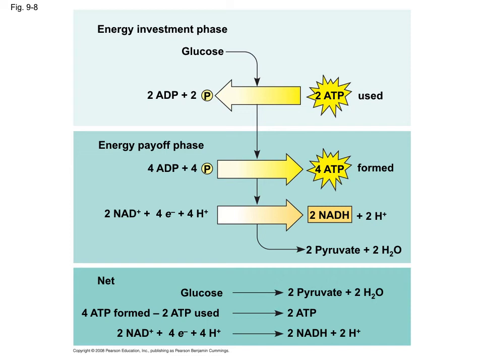You generate 4 ATP units, but you spent 2 ATP units, so you have a net gain of 2 ATP units. And then you also gain 2 NADH units plus 2 free hydrogen atoms, which would be protons. So overall, you can see that glycolysis breaks down glucose into 2 pyruvate molecules, 2 water molecules, 2 ATP units, and 2 NADH units.